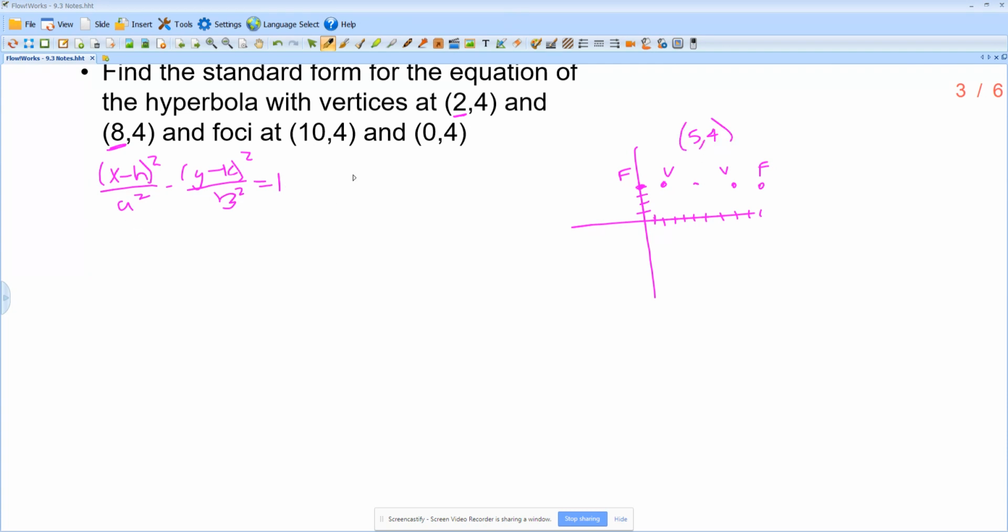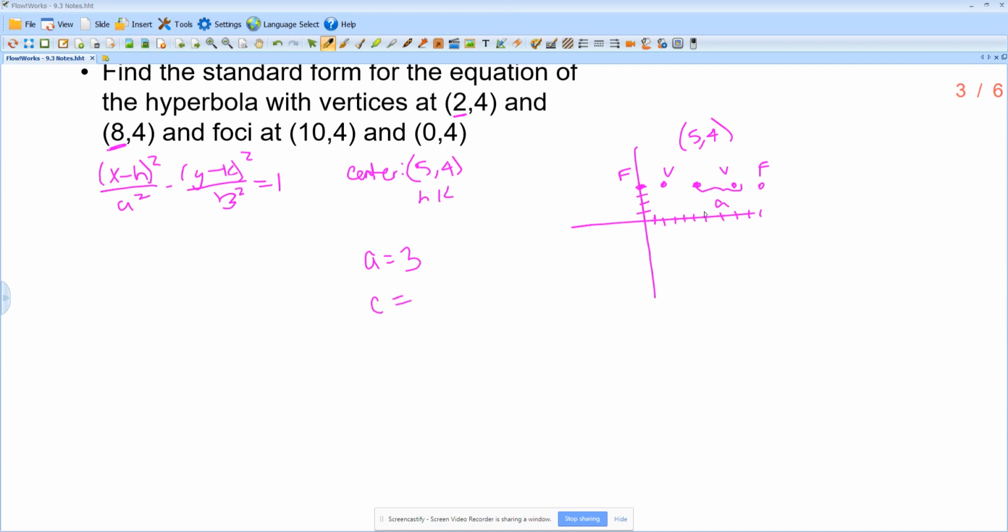So I know that my center is 5, 4, which gives me my h and my k. A represents the distance from that center to the vertex, or the other vertex, doesn't matter. So if I started at 5 and went to 8, then a is equal to 3.